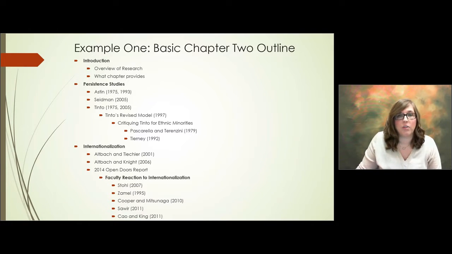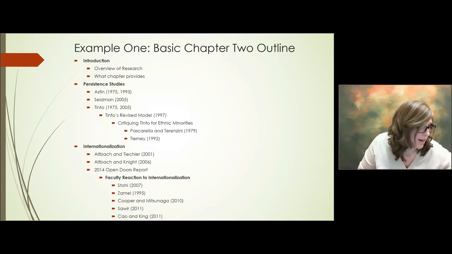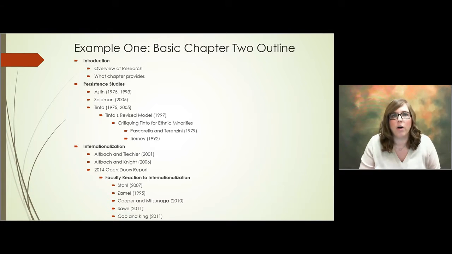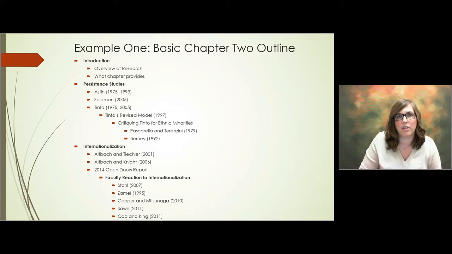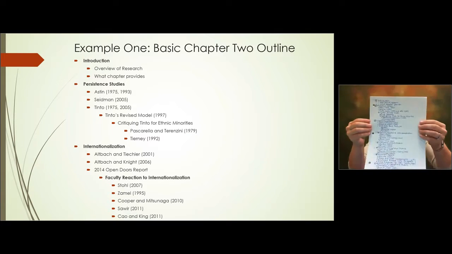And this is actually from the one that I used for my own research. It began with introduction, and I even reminded myself what goes in my introduction, my overview of research, and then what the chapter provides. And then I organized simply by author, by marker. I didn't really have a whole lot of other words to include on this outline. It was very basic. The purpose of this outline was to make sure that all the research I had gathered was included in my chapter 2. And this is kind of what it looked like.